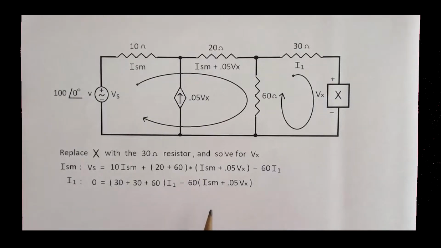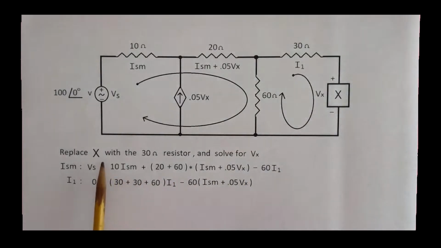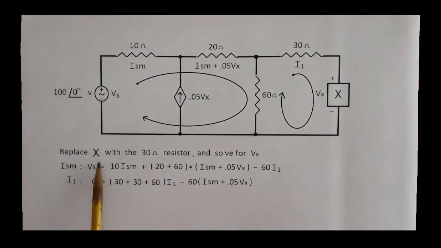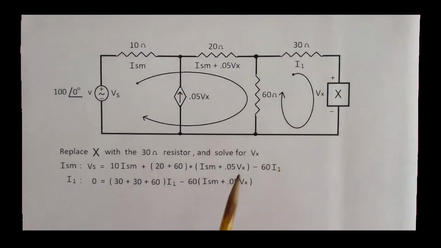The most difficult part of any physics equation writing is writing the initial equations. Once we have something to work with, it's pretty much routine after that. Here we replace X with a 30 ohm resistor, and I'm using again supermesh analysis, and these are the two equations, ISM and I1, two equations with two unknowns. ISM is unknown and I1 is unknown, and we want to solve for I1 so we can find our Vx voltage.